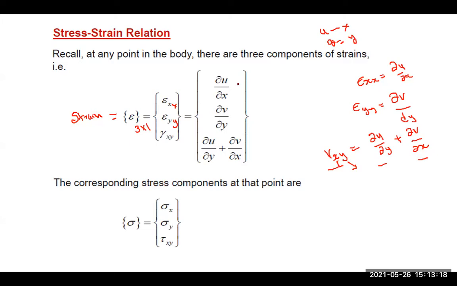And these three parameters are written in matrix form: epsilon xx, dou u by dou x; epsilon yy, dou v by dou y; and gamma xy, dou u by dou y plus dou v by dou x. Similarly, the corresponding stress matrix is a 3 by 1 matrix, because there are two normal stresses, sigma xx and sigma yy, and the shear stress tau xy or sigma xy. So this is the stress and strain matrix for a two-dimensional member.